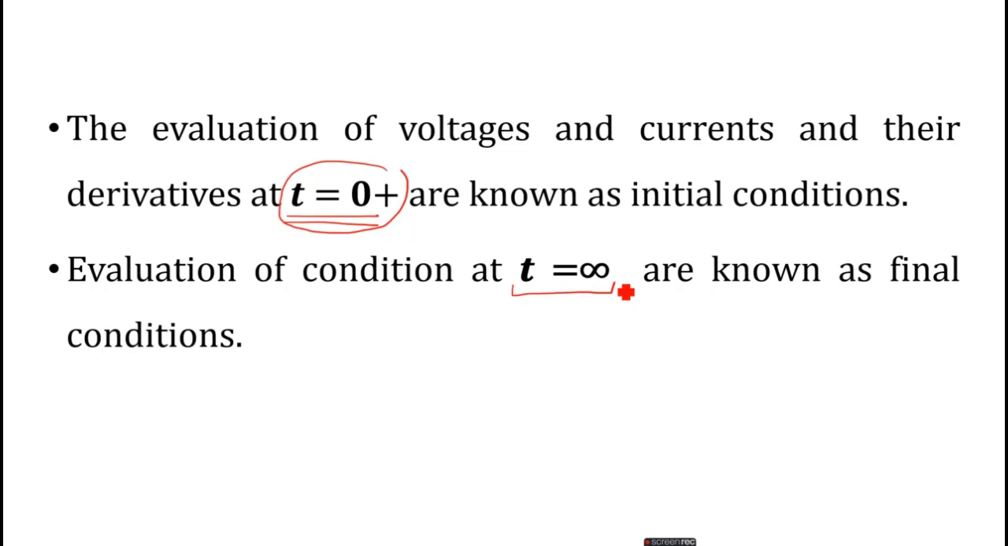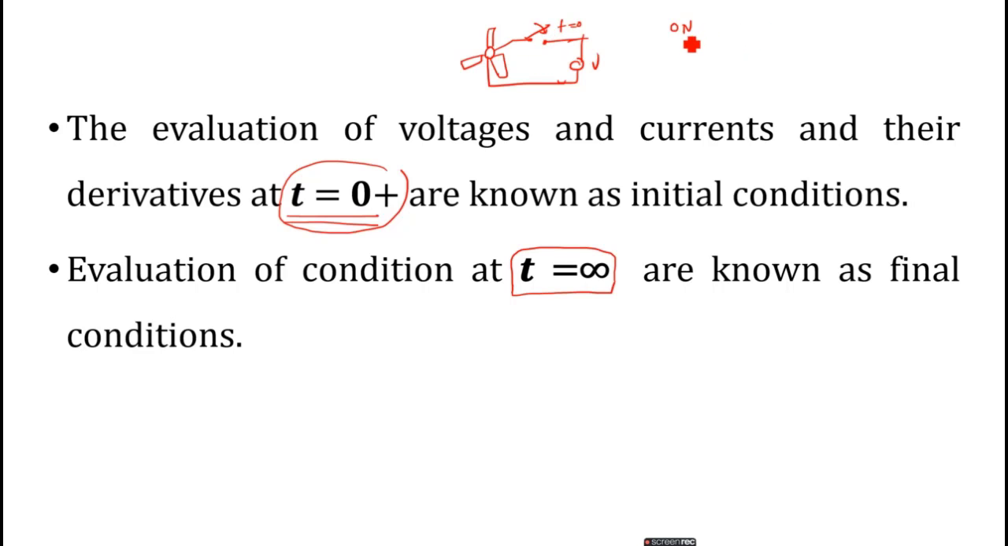So what is the meaning of this, t is equals to infinity? Maintaining the status of the switch for a long period of time is called t is equals to infinity. Let us consider the same fan example. Here voltage is applied, here is the switch, t is equals to 0. Before switching, the fan was off because the switch was open.